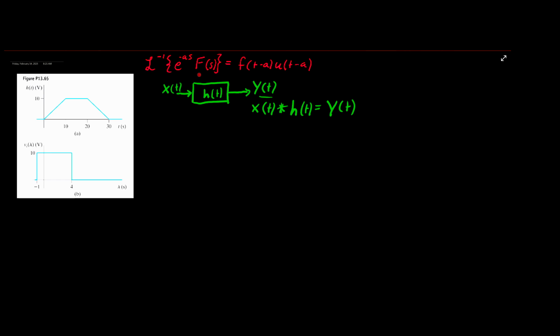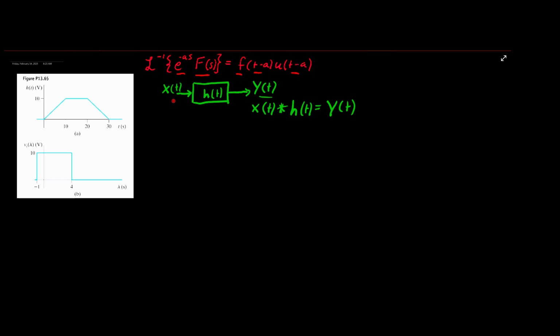Shift theorem says that if we take the inverse Laplace transform of a function F(s) multiplied by e to the negative as, the inverse transform is going to return that function f time shifted by t minus a, multiplied by a step function time shifted by t minus a.